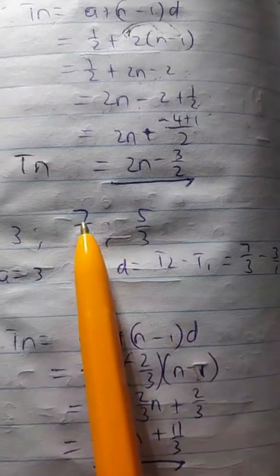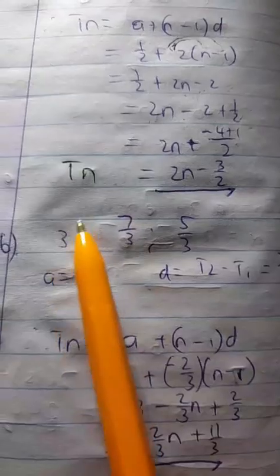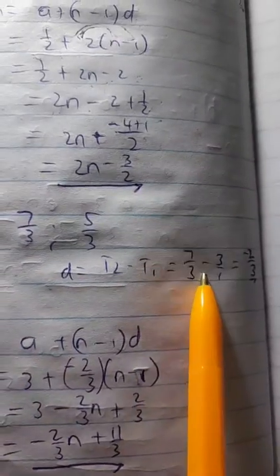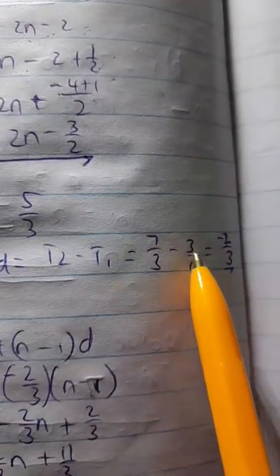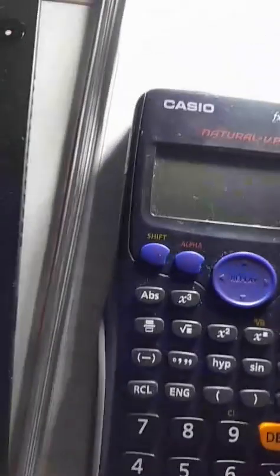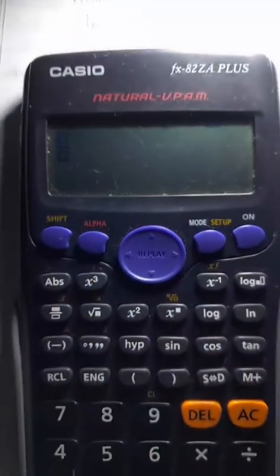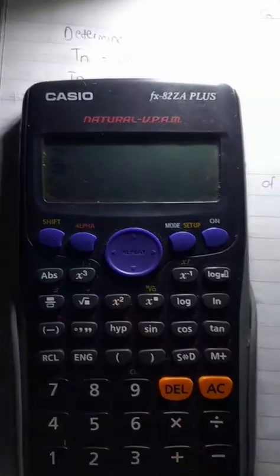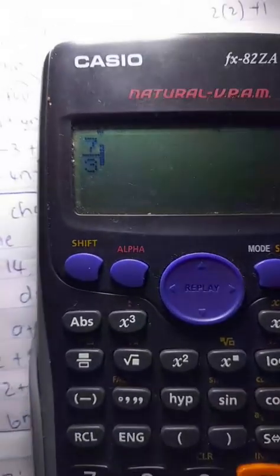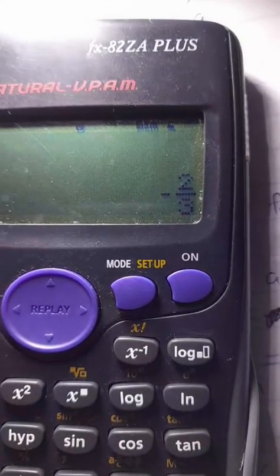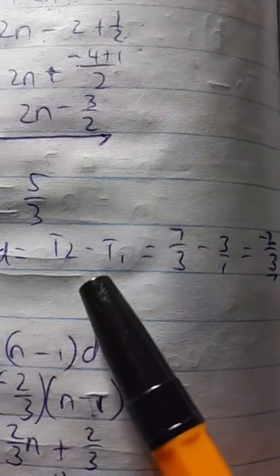Remember, d we find by taking T2 minus T1. So we take 7 over 3 and subtract 3: 7 over 3 minus 3. You just take your calculator again and simply type in 7 over 3 minus 3, and you say equal, and your calculator gives you the answer, negative 2 over 3. Are you with me? So there we have it: T2 minus T1, we get negative 2 over 3.